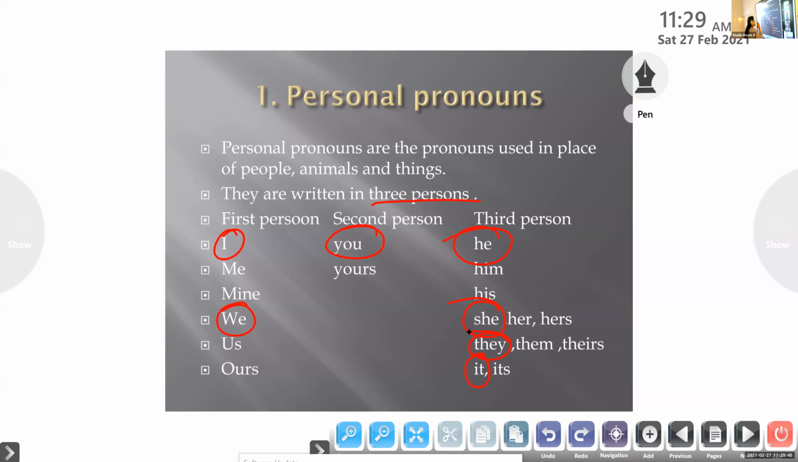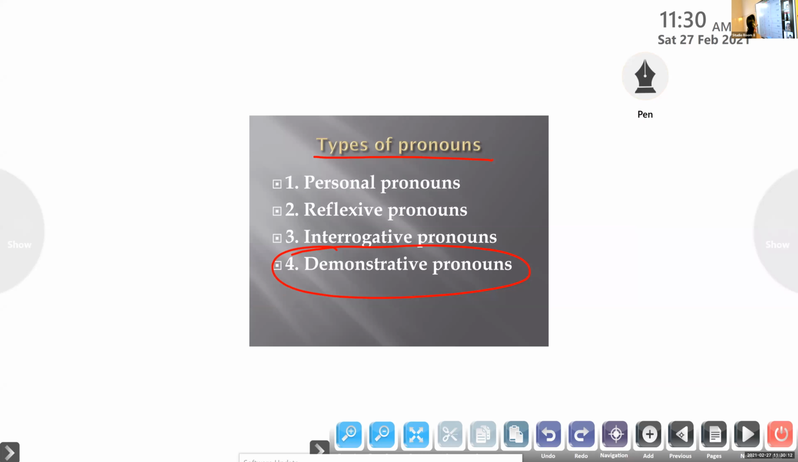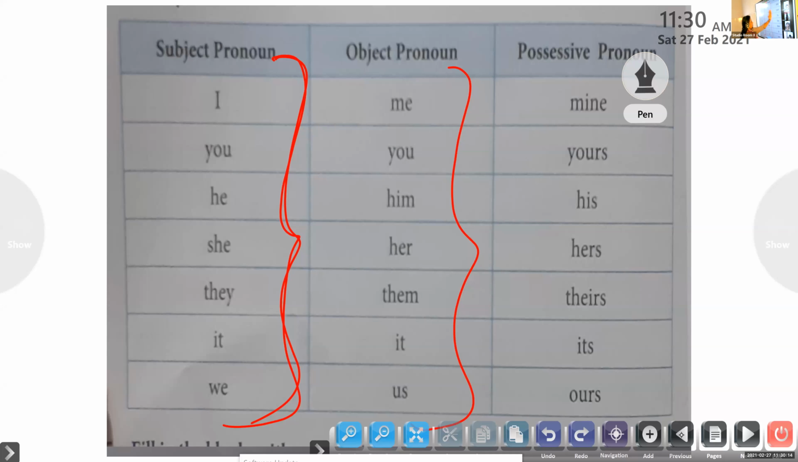So these are its different forms. For I, the different forms are me and mine. For we, it is us and ours. For you, it is yours. For the third person, he, it is him and his. She, her and hers. For they, it is them and theirs. For it, it is its. That is the reason I told you to learn this. These are its different forms.